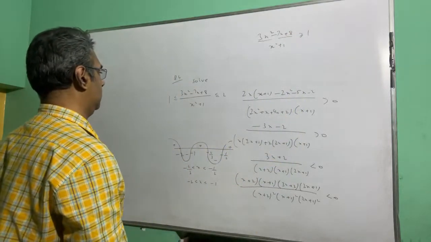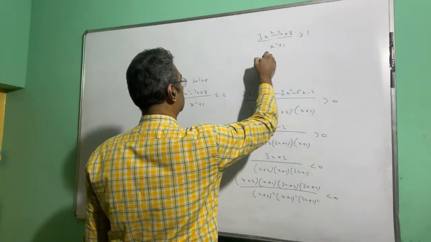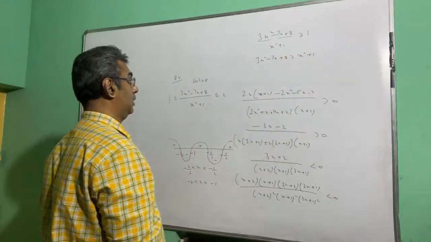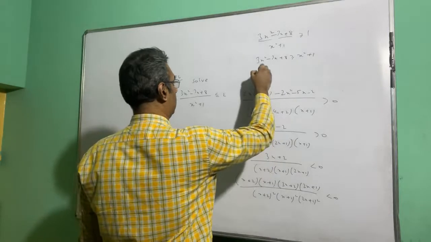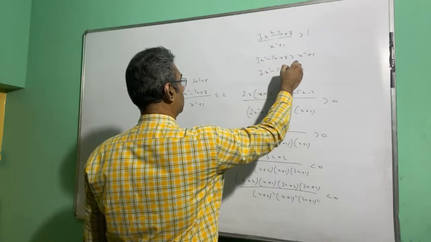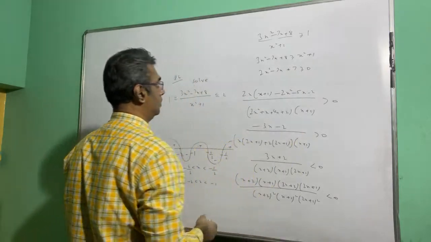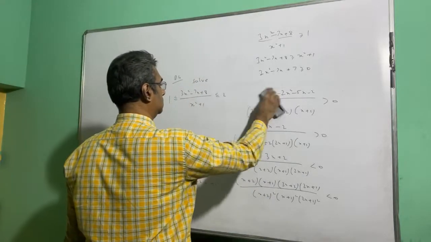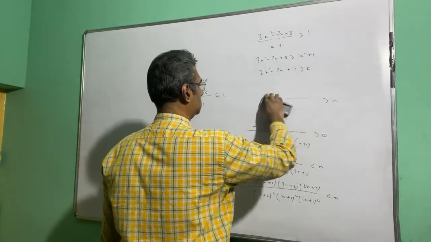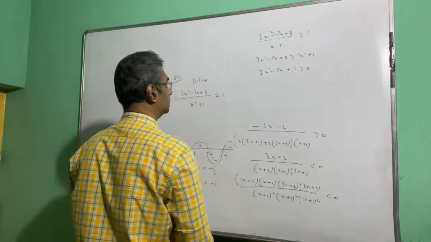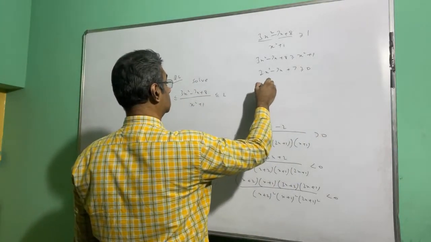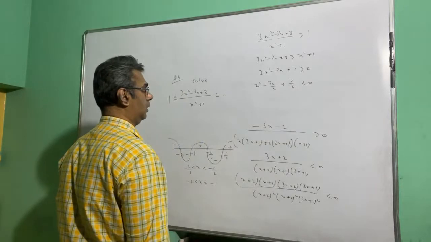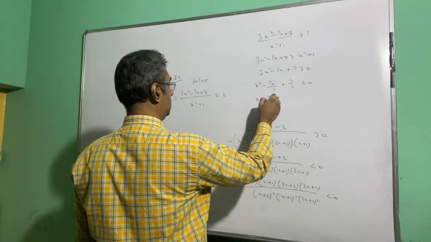So suppose (3x² − 7x + 8)/(x² + 1) is greater than or equal to 1. So 3x² − 7x + 8 is greater than or equal to x² + 1. So 2x² − 7x + 7 is greater than or equal to 0. So x² − 7x/2 + 7/2 is greater than or equal to 0.